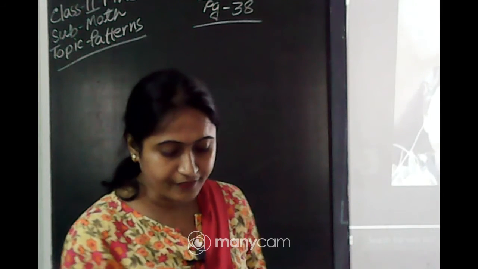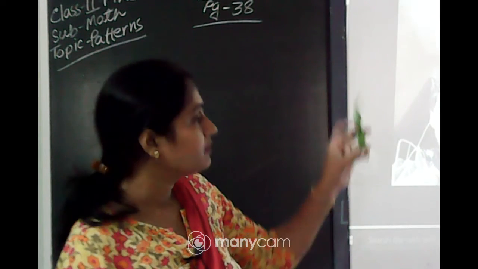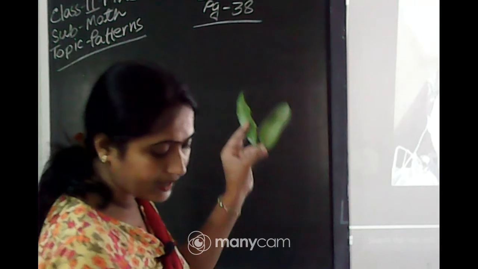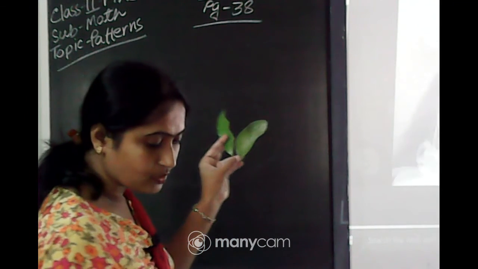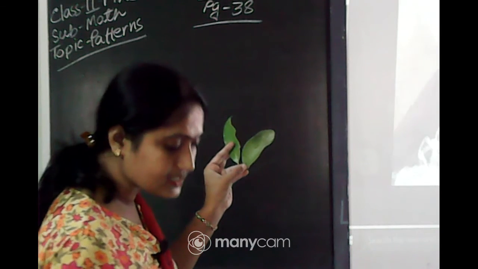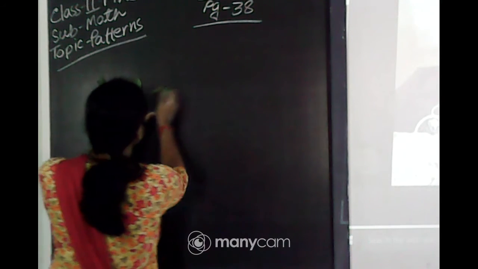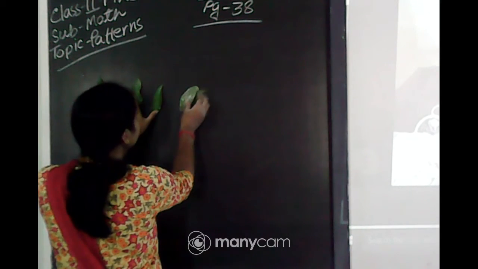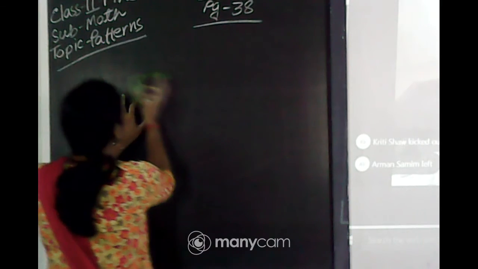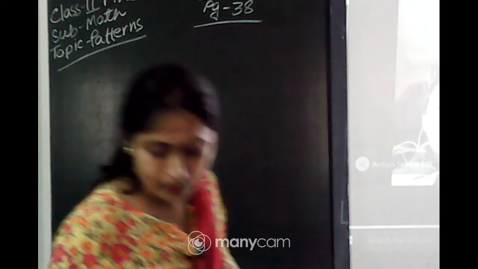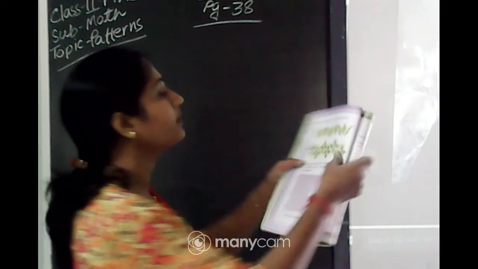Look, if I make the pattern: one mango leaf, one guava leaf, again one mango leaf, one guava leaf. This is the pattern. One mango, one guava, one mango, one guava. This is the pattern. Okay. So you can draw in the blank portion given here in your book.